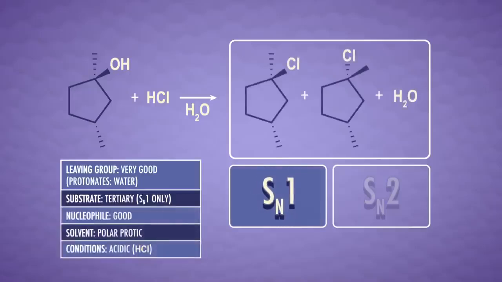This is reinforced by our little trick. There's acid in the reaction, so think SN1. The products are a mixture of the same and inverted stereochemistry at the reacting chiral carbon.